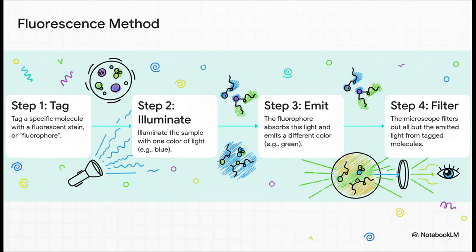Now that fluorophore, it absorbs the blue light, gets all excited, and then emits its own light, but at a different color, like green. And here's the final trick. The microscope has a filter that blocks all the original blue light, so the only thing that makes it to your eye is the green glow coming directly from the molecules you tagged.